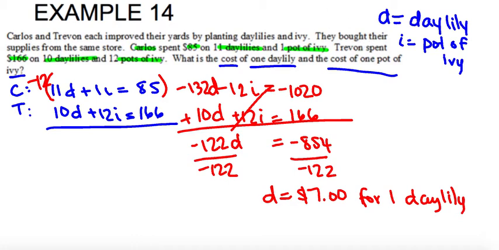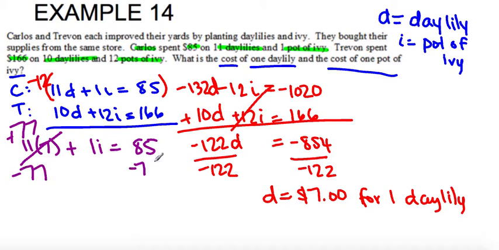Okay, and then I have to plug the 7 back into one of the two equations to find out the cost of a pot of ivy. So I'm going to do it to the top. So I have 11 times 7 plus 1I equals 85. 11 times 7 is positive 77. Subtract 77 on both sides. So 1 pot of ivy equals 85 minus 77, which is $8.